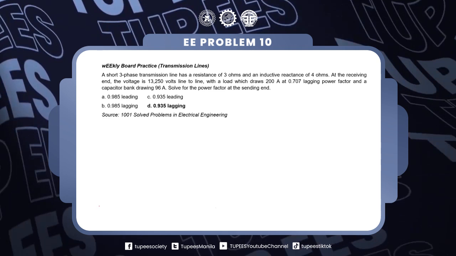This problem is a transmission line problem from 1001 Solved Problems in Electrical Engineering. A short three-phase transmission line has a resistance of 3 ohms and an inductive reactance of 4 ohms. At the receiving end, the voltage is 13,250 volts line to line, with the load drawing 200 amperes at 0.707 lagging power factor and a capacitor bank drawing 96 amperes. Solve for the power factor at the sending end. The correct answer here is 0.935 lagging. At the end of the solution, we shall get this answer.